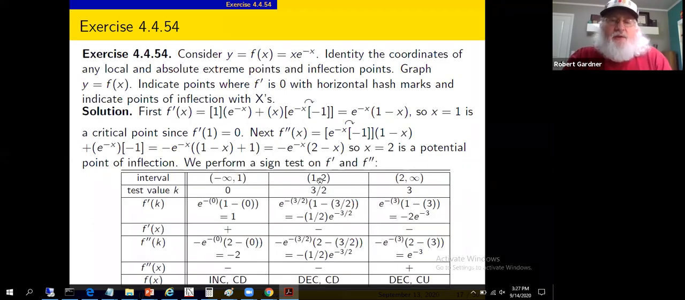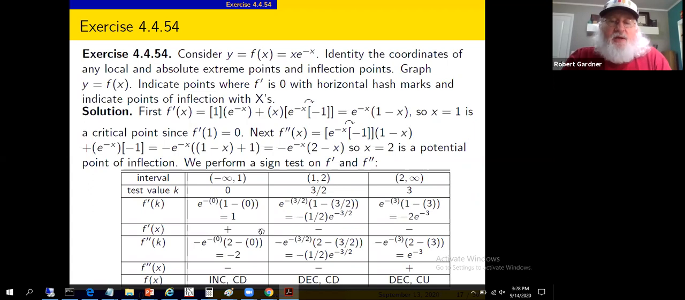So let's take the domain of the function, negative infinity to infinity, and let's remove that critical point of 1 and that potential point of inflection at 2. From those intervals, choose a test value. Plug it into the derivative. Derivative is sitting right here. Plug it into the second derivative. Second derivative is sitting right here. Produce values, if you like. It's really just the signs of those values I'm interested in, and the exponential functions will always be positive.